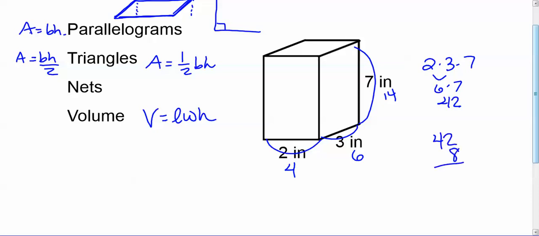So 42 times 8, which would be 336 1/2 inch cubes to fill it. But the volume of it would remain the same. It's still a 42 cubic inch rectangle. All right, and that was the last module.